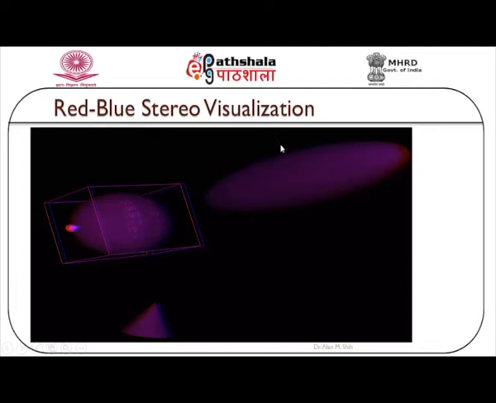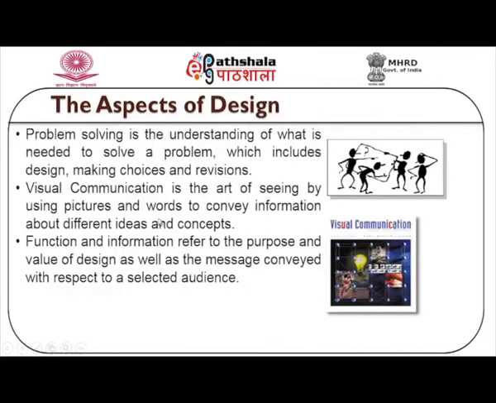So this is one example of the red-blue stereo visualization that is shown on the screen. This visual will be more effective if we wear these kinds of stereoscopic devices and glasses, and if we view it, it will look as though it is a 2.5 dimension visualization. So till now we have been looking at the various types of visualizations and various attributes associated with the different types of visualization. Next we will talk about the design aspects that are associated with visualization.